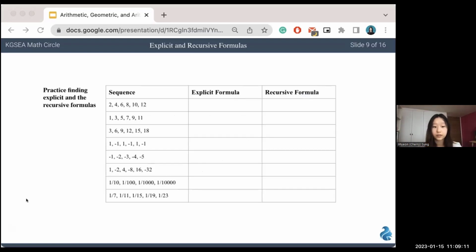Here is a practice for finding explicit and recursive formulas. I'll stop for 5 seconds for a quick overview.